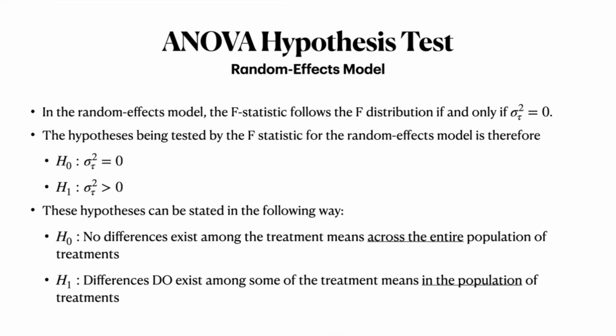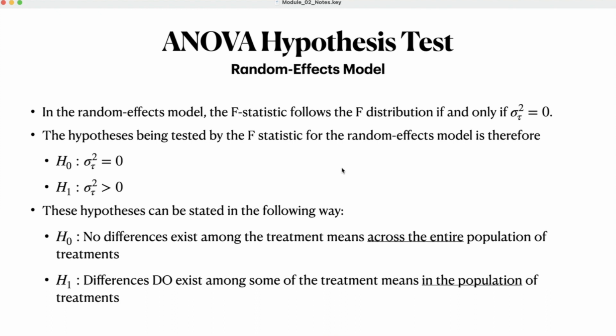So in the random effects model, the F statistic follows the central F distribution if and only if sigma squared sub tau is 0. Remember, sigma squared sub tau is the variance associated with the random effect.